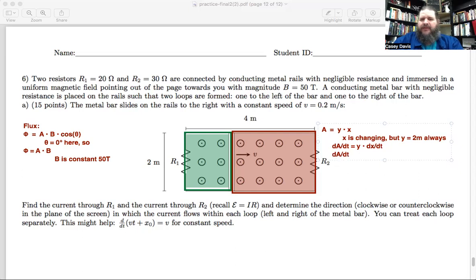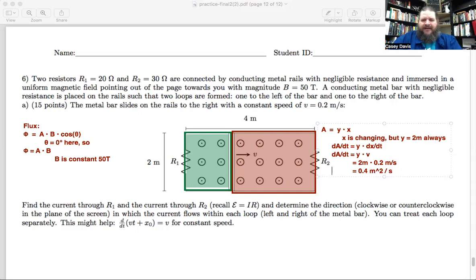So dA dt, the derivative of area, that is how fast the area is changing, is the height times the speed the bar is moving. And we know those values. We know the height is 2 meters. We know the speed is, do we have the speed? Yeah, 0.2 meters per second. Multiply those, we get 0.4. And what are the units we get there if we combine those? Meters squared per second. Right. So that tells us how fast the area is changing. The area is changing by 0.4 square meters every second.